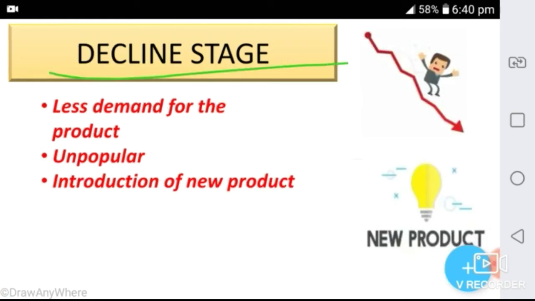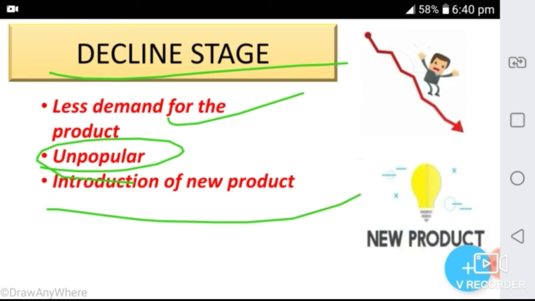The market becomes declined, saturated, and the product is no longer sold. There is less demand for the product. It becomes unpopular. At that time, introduce a new product to the market. Introduction of the new product. For example, products like typewriters and telegrams are deep in their decline, almost or completely withdrawn from the market.